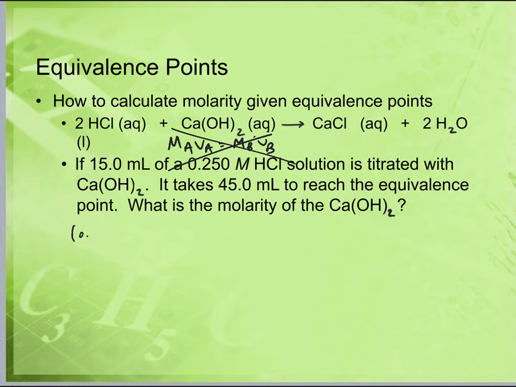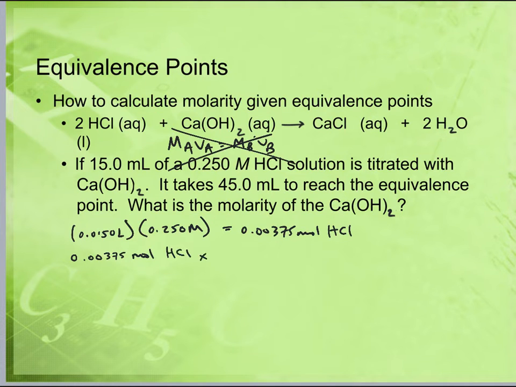We'll start with the 0.0150 liters of acid times its molarity, 0.250 molar. And that is, let's see, 0.015 times 0.25, 0.00375 moles of HCl. And then I want to turn that into CaOH2, so 0.00375 moles of HCl times, right, mole ratio. So it's basically just stoichiometry. I'm doing it in separate steps here just to be very clear about it.